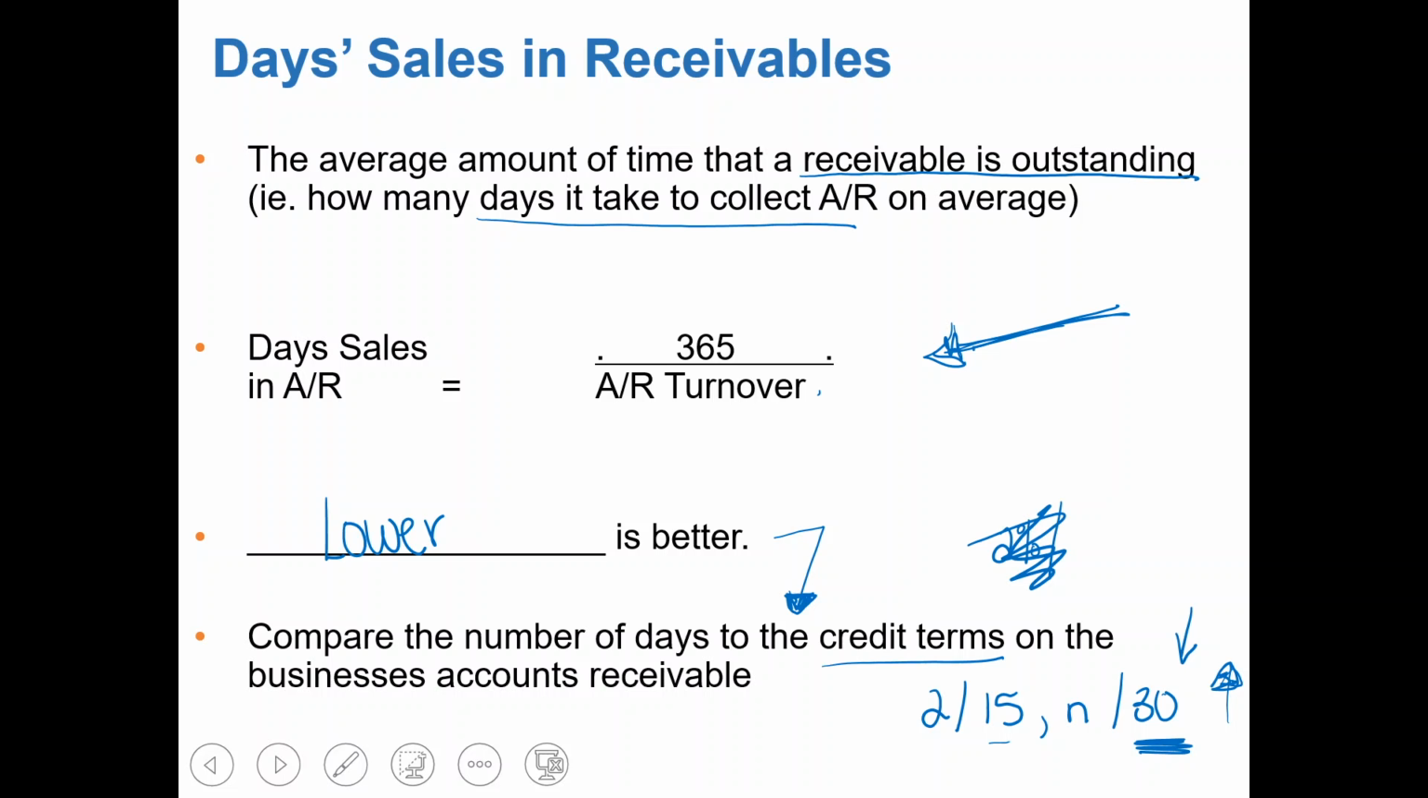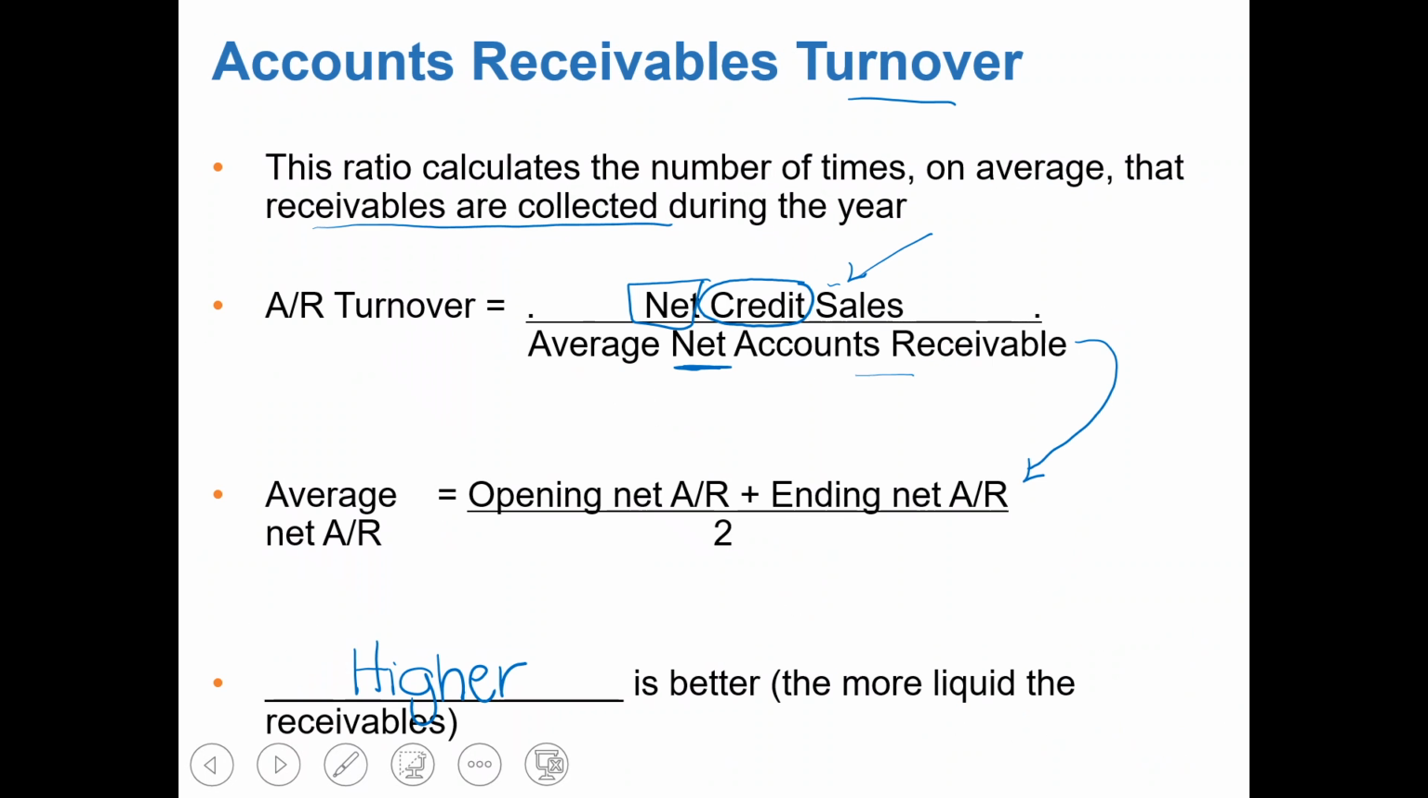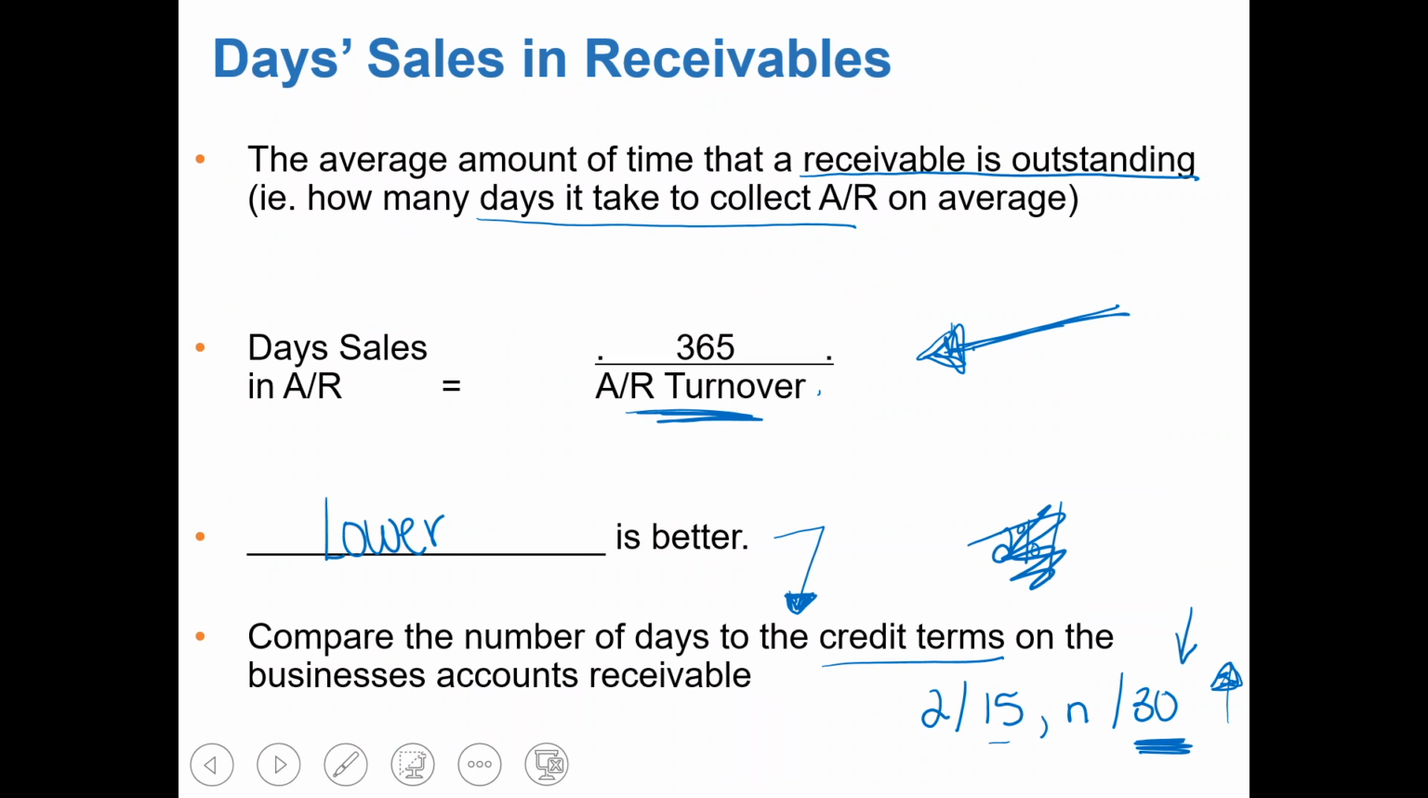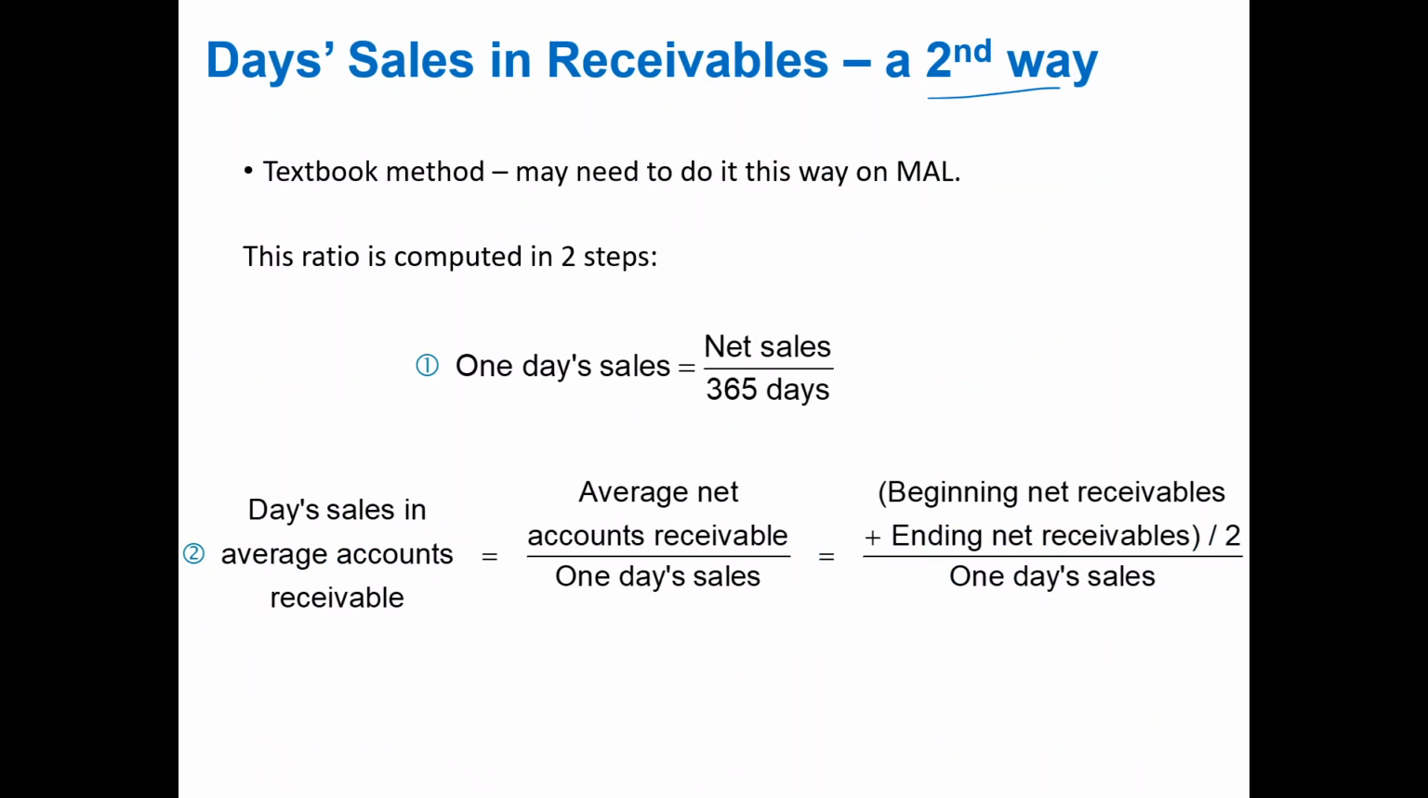Okay, so this is the easiest way to calculate days sales in AR if you already have your AR turnover calculated. If you've got that, it's really easy to just say 365 divided by your turnover. If you only have to calculate days sales in receivables, you can also use this second way. This is what's in the textbook, so you may need to do it this way on MyLab. That's why I wanted to show you.